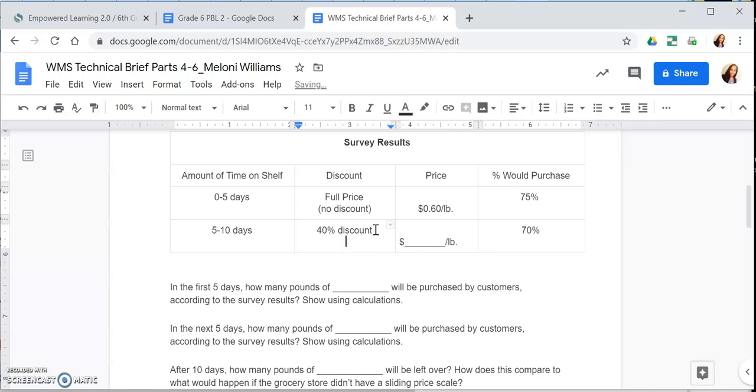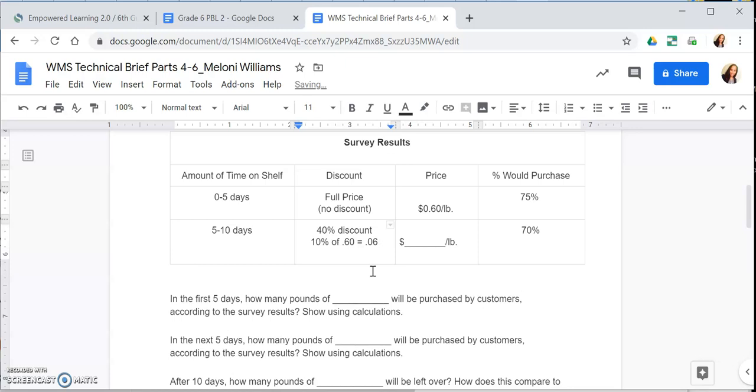So in order to do that, here's the math. I know that 10% of 60, this right here, is 6 cents. Let me just write that down. 10% of 60 equals 6 cents. In order to get 40%, I need to multiply that 6 cents by 4.